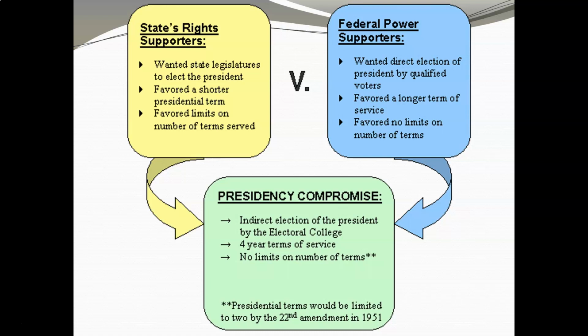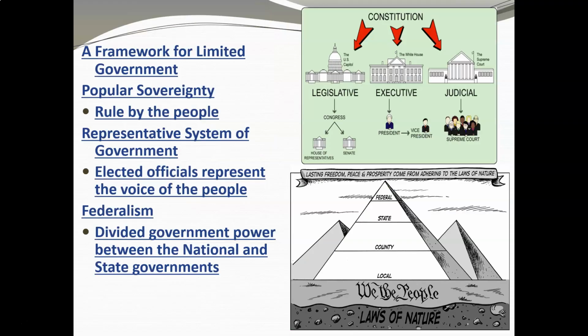It will not be until the 22nd Amendment in 1951 that regulated it to 2 terms, but we've only had one president that actually served more than 2 terms, and that was FDR. The president right before that was made a law. Now, a framework for limited government was formed.